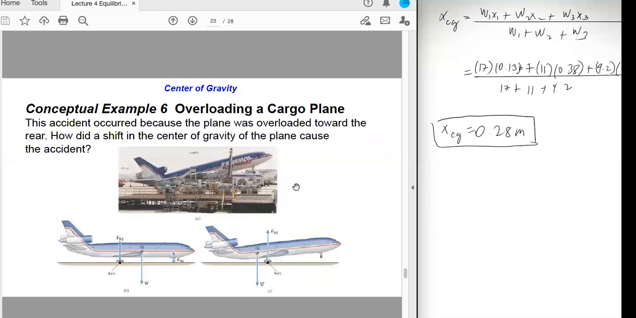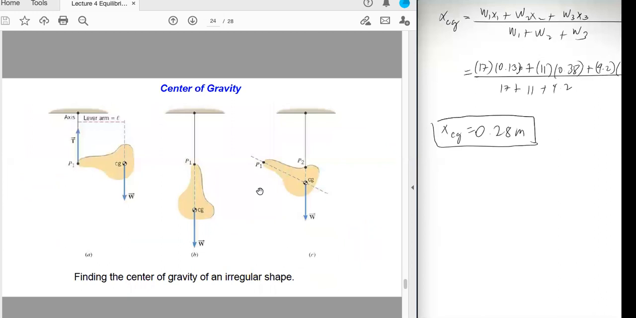So nandyan siya. There's a question here that I would like you to think about, and then you can answer it during the recitation in the next meeting, in the synchronous. So, accident happened in the U.S. Dahil sa what? Okay? So, finding the center of gravity for irregular shape objects, you can use the plumb line method. So, para ibabalance mo siya kung saan siya magbabalance, then dun yung center of gravity.